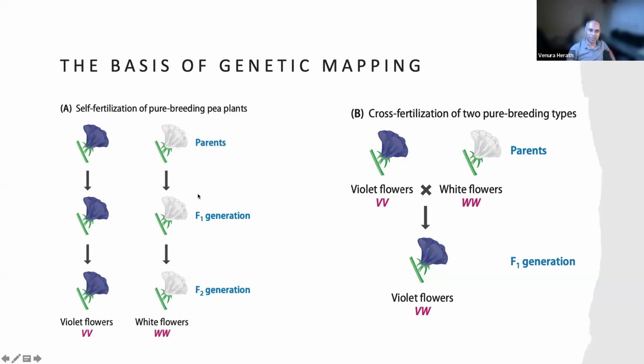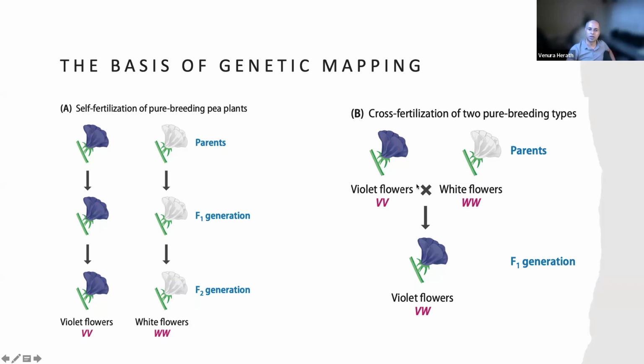When we talk about the basis of genetic mapping, you can't forget about Mendel. Remember, you have the purple parent and then the white parent. When you cross them, they will give a different type compared to self-fertilization. If you self-fertilize the purple one, it's going to create a purple one, the violet color, and likewise in each generation. And if it's white, it's going to create white because there's no mixing. Assuming this is diploid, the violet one is VV and the white one is WW.